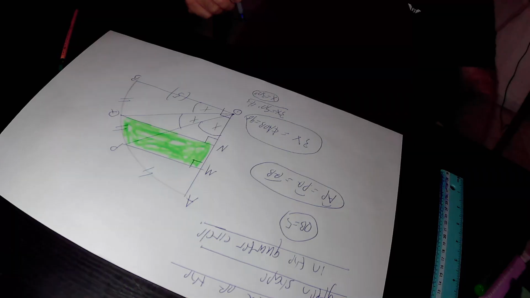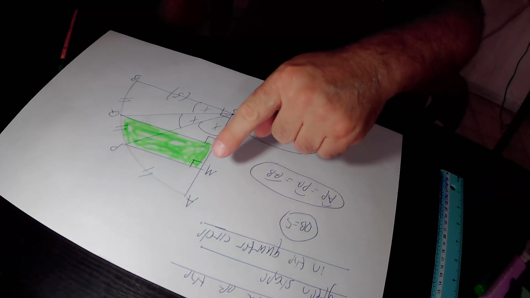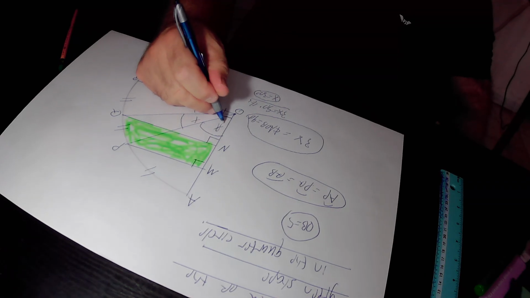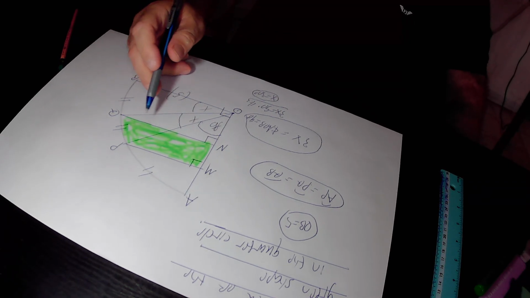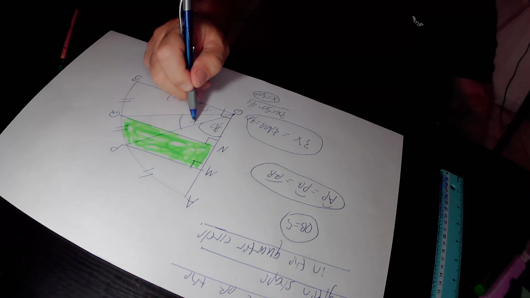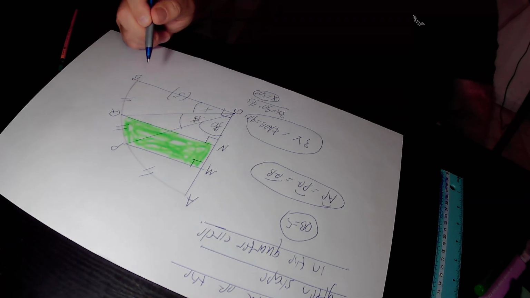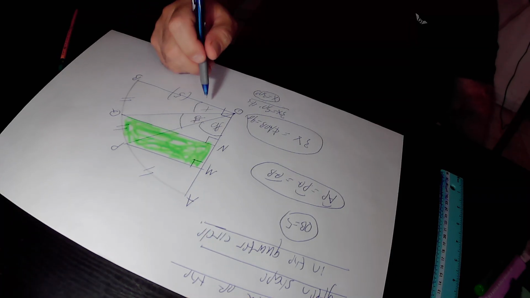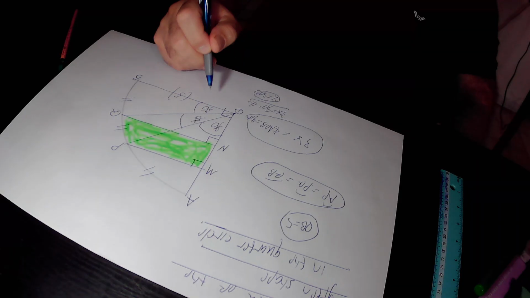So we found out that center angle AOP is equal to x, which is 30 degrees in size. Center angle POQ is also equal to x, and x equals 30 degrees. And finally, center angle QOB is also equal to x, which is 30 degrees in size.